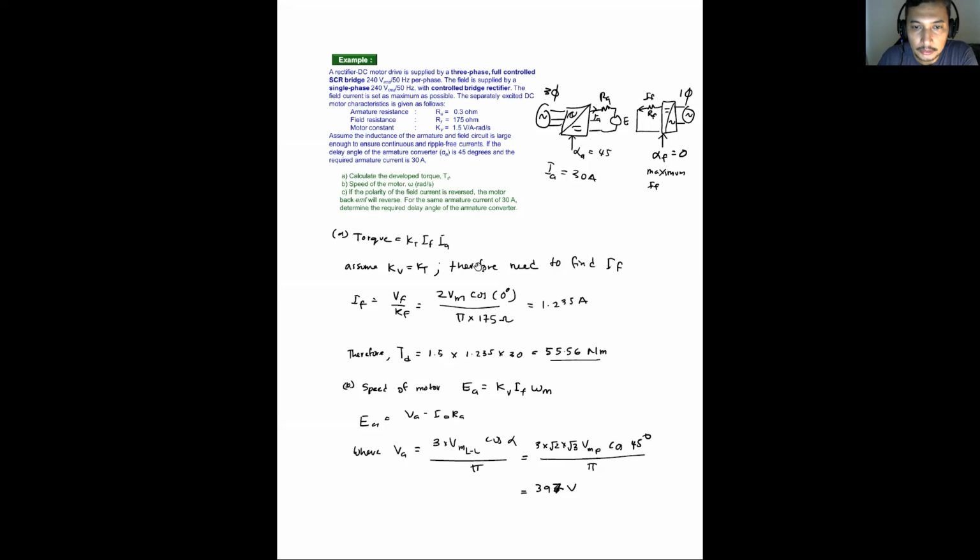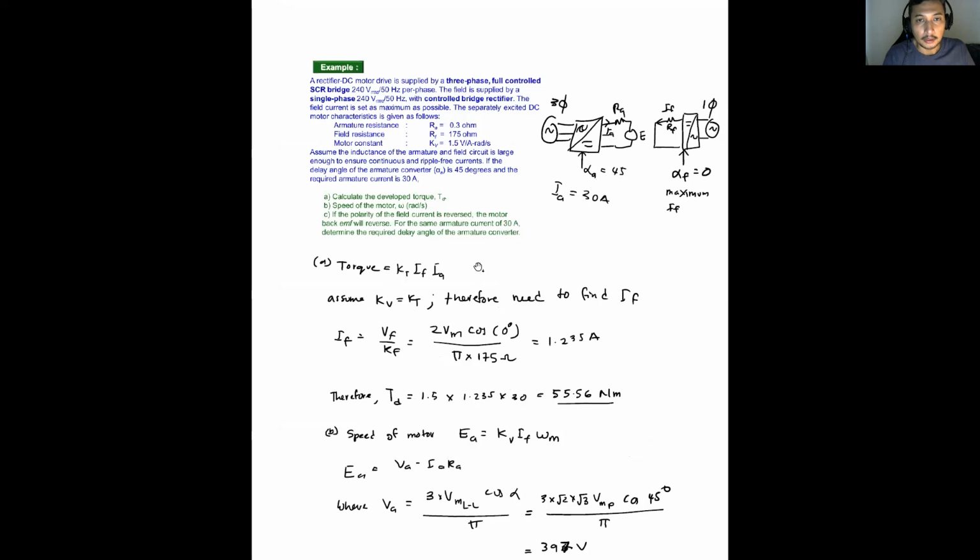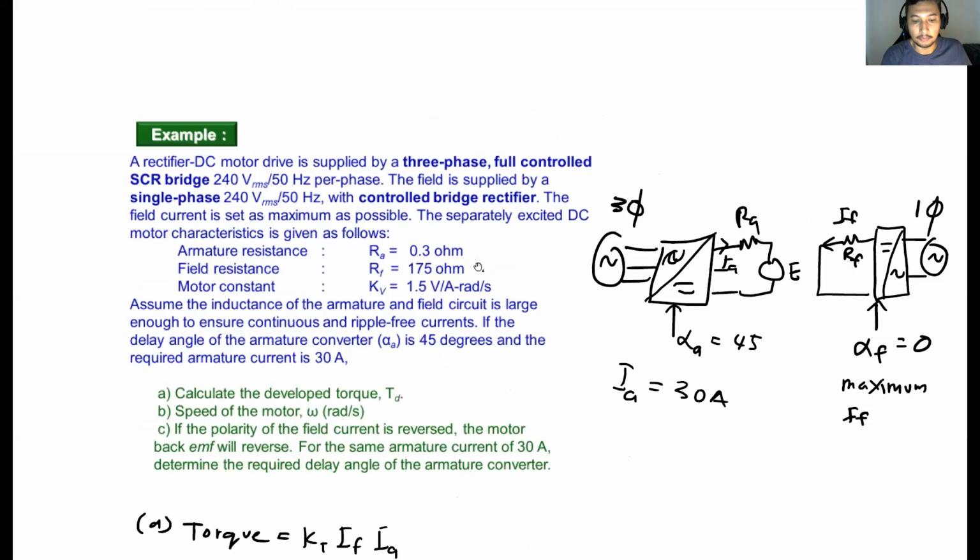This is a pre-recorded video on the second example of the rectifier DC motor drive by using a rectifier circuit. Okay, so this is the example. I think this example is from your previous final exam.